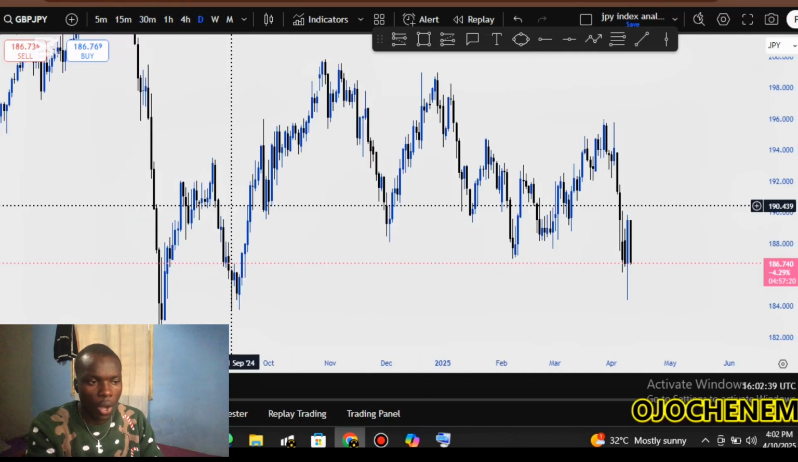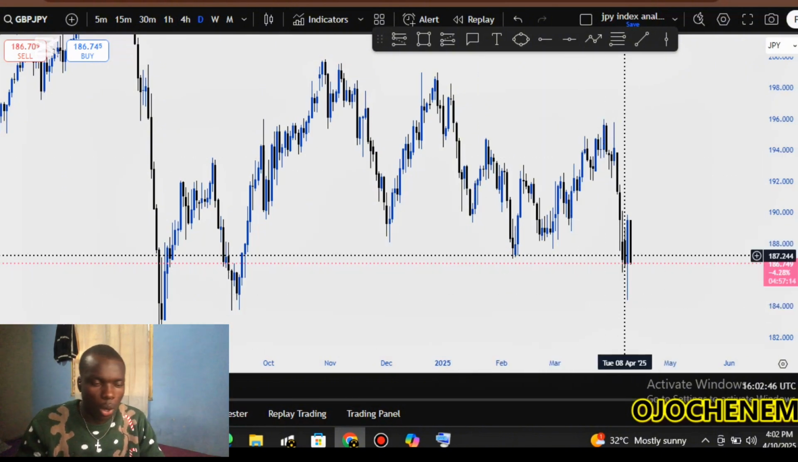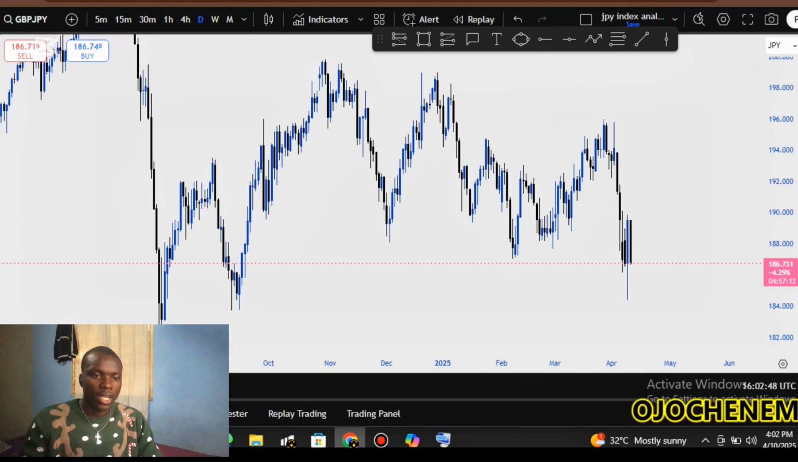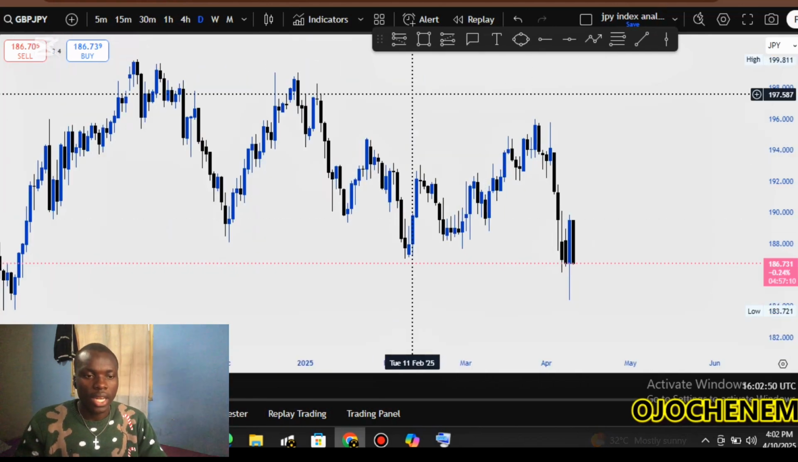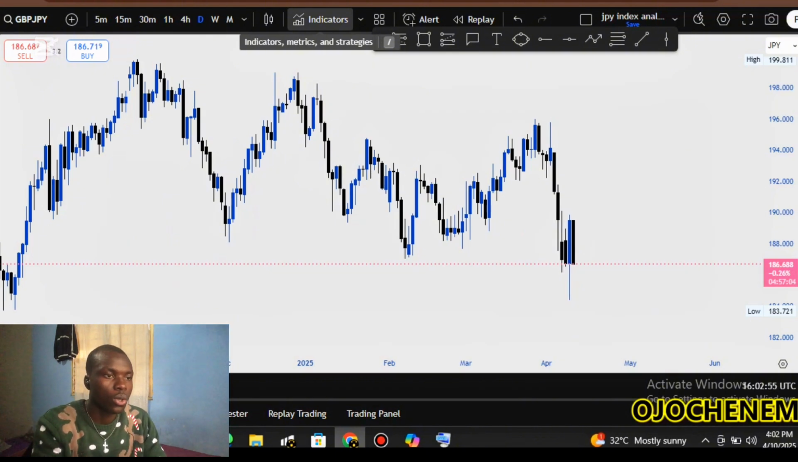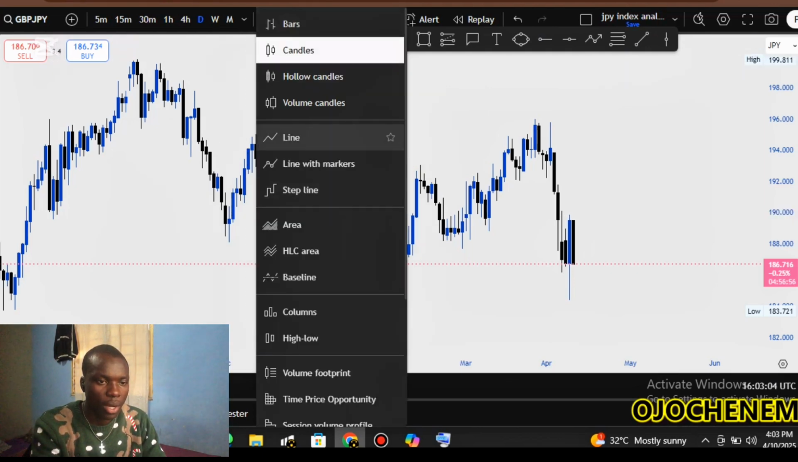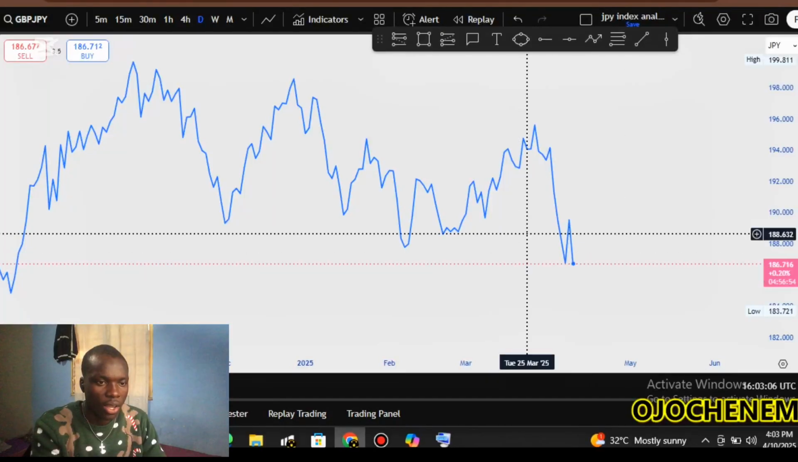So this is what we have on the daily time frame. You can see this is what the market is actively doing. So what are we coming to do on the daily time frame? We are coming to determine the trend. Once we know the trend on the daily time frame, we'll know what to do next. So I'll go on the line chart and use the line to determine the trend. You can see this is the trend of the market.